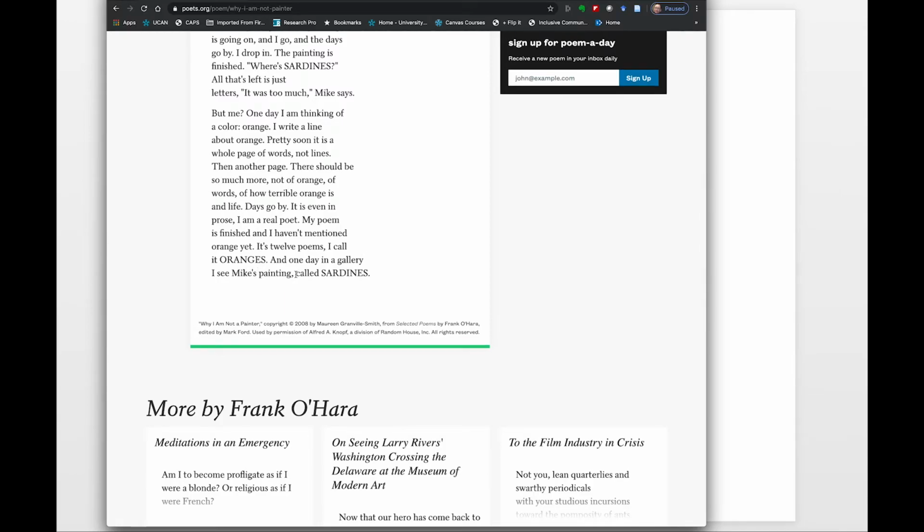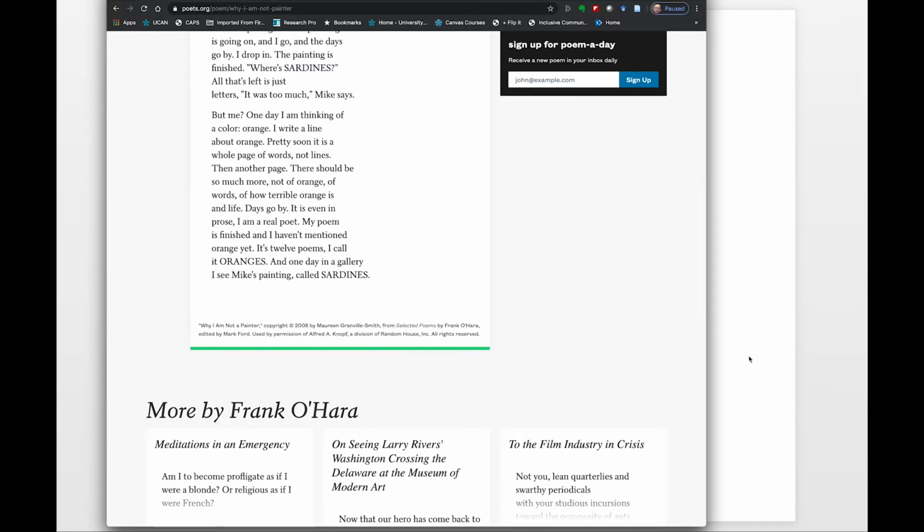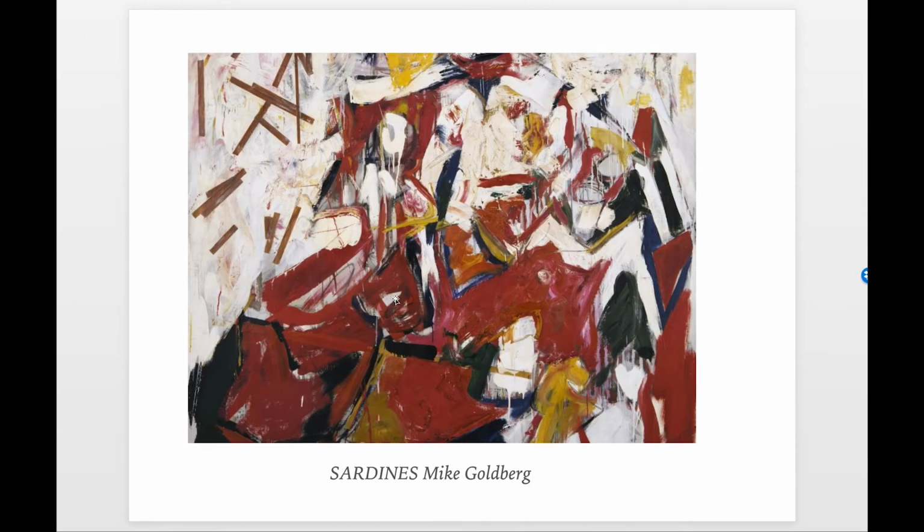So O'Hara's saying he's written 12 poems about oranges and hasn't mentioned the word oranges. And in Mike Goldberg's painting, you can see traces of the word sardines, but he's done a painting called Sardines where the word sardines is not obvious. So in a way, O'Hara is pointing up this interesting, complex and dynamic relationship between words and visual art, that they are very similar, and the work of the poet is similar in many ways to the work of the visual artist.